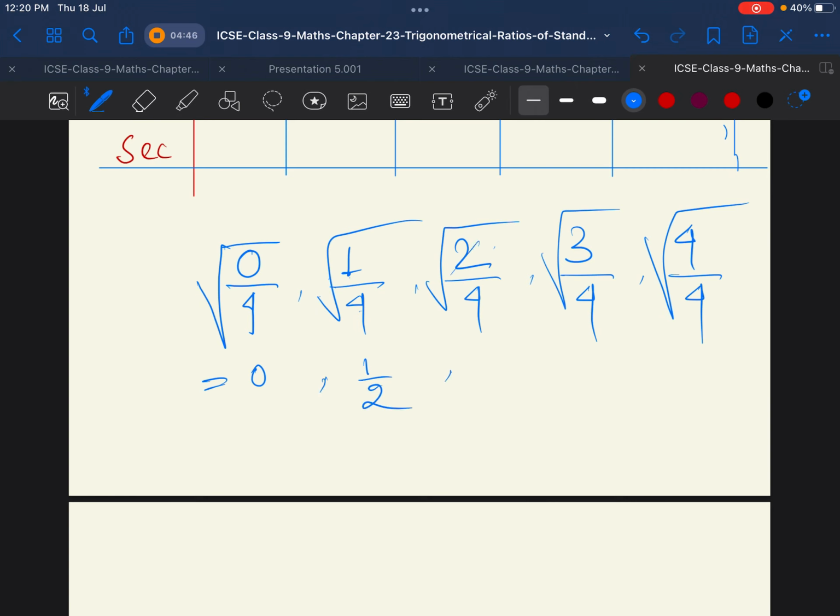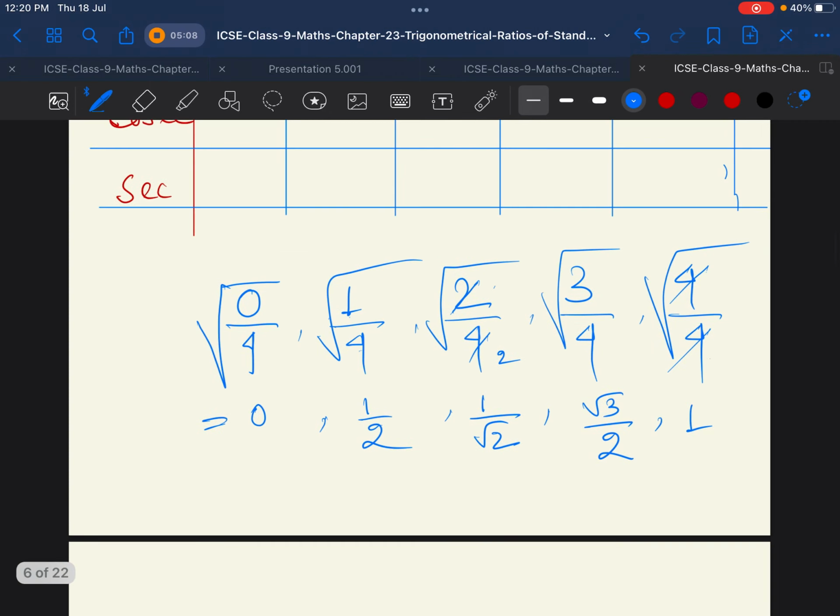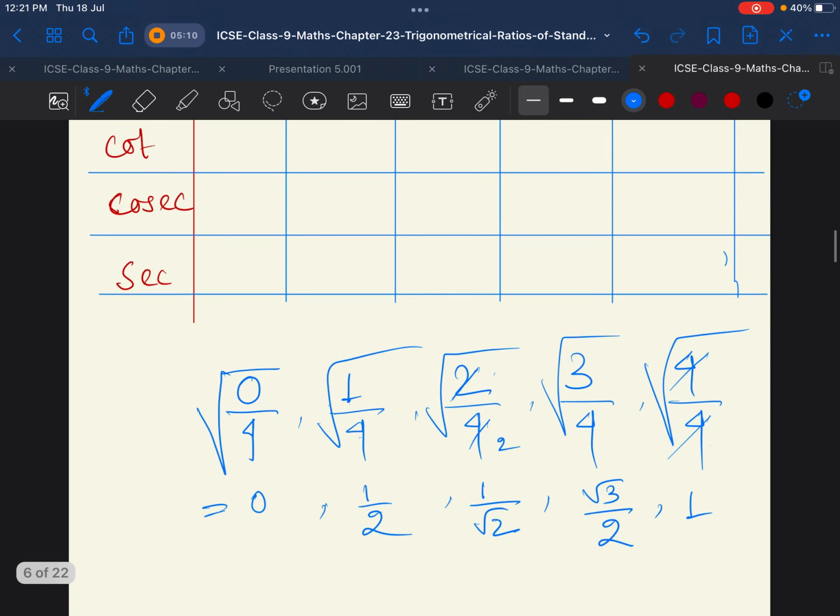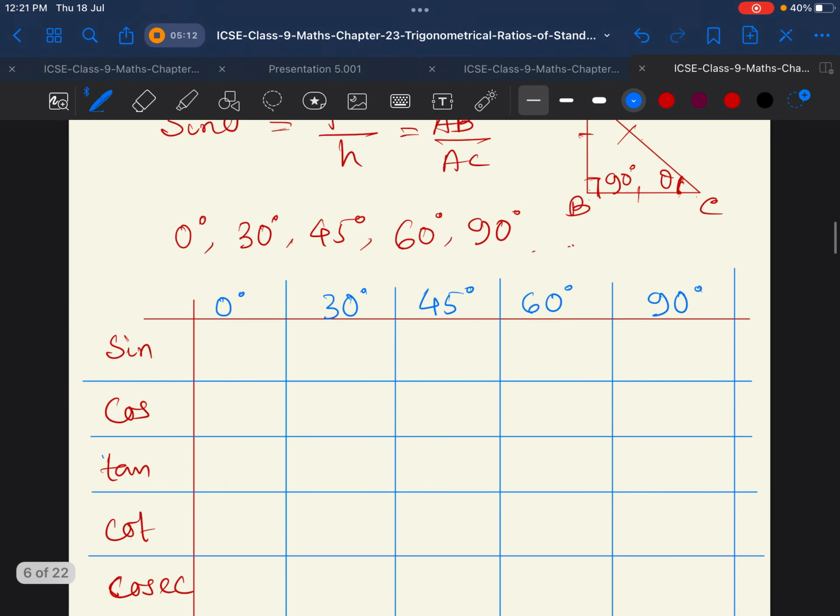If we simplify, then we will get 1 by 2. This is 1 by root 2. And this is root 3 by 2. And we will simplify this: 4 upon 4 is 1. So this is 1. So first we find out the sine table.